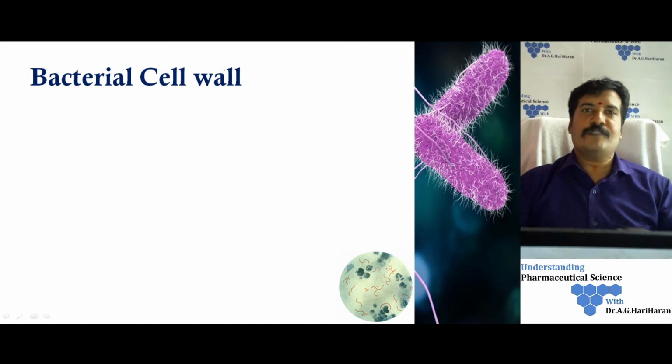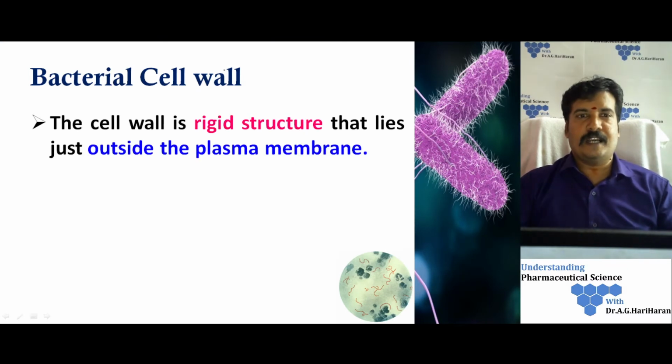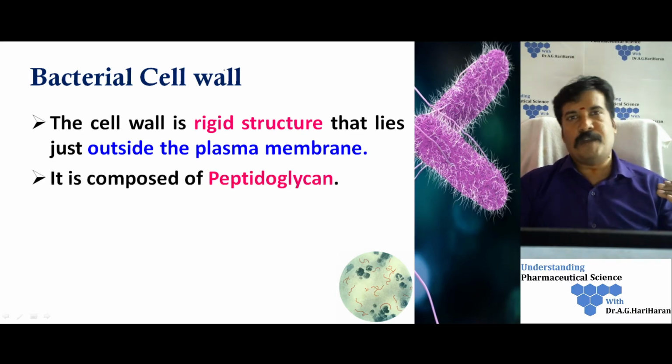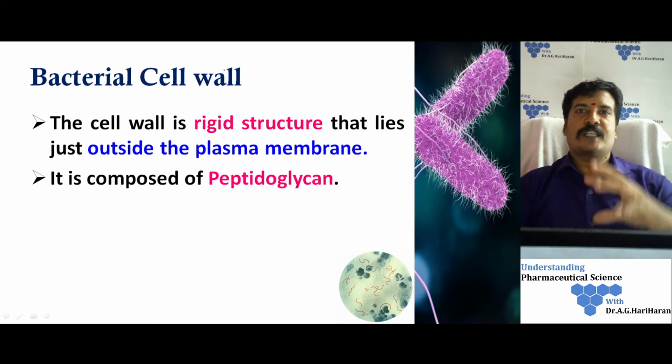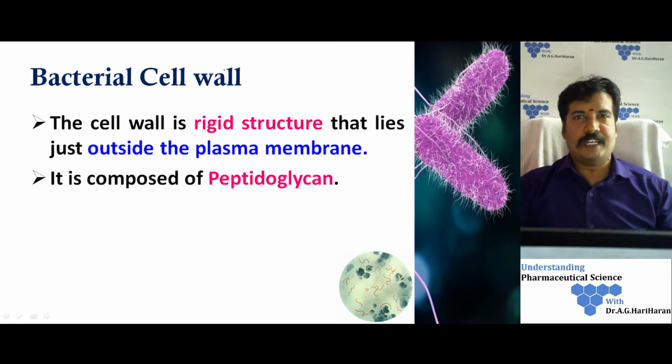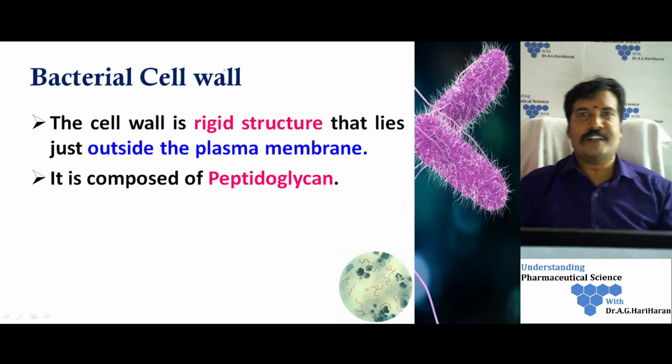If you see the cell wall of the bacteria, this cell wall gives a rigid structure to the bacteria. It is present just outside the plasma membrane. This rigid structure gives a particular shape to the bacteria, whether it is a round shaped bacteria called cocci or a rod shaped one called bacilli. So this rigid cell wall structure plays an important role in the shape of the bacteria.